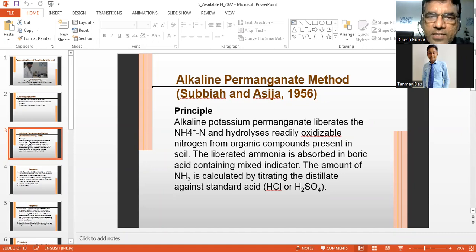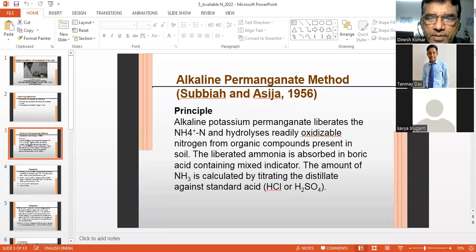In total nitrogen analysis, we digested the sample. Here, there is no need for digestion. There is no need to decompose the organic matter. Here the alkaline permanganate will be able to extract the readily mineralizable nitrogen from the organic matter. And it will also extract the ammoniacal nitrogen. But it will not extract the nitrate nitrogen. That is the limitation with this method. It will estimate only mineralizable nitrogen or readily oxidizable nitrogen plus ammoniacal nitrogen. It will not analyze the nitrate nitrogen.